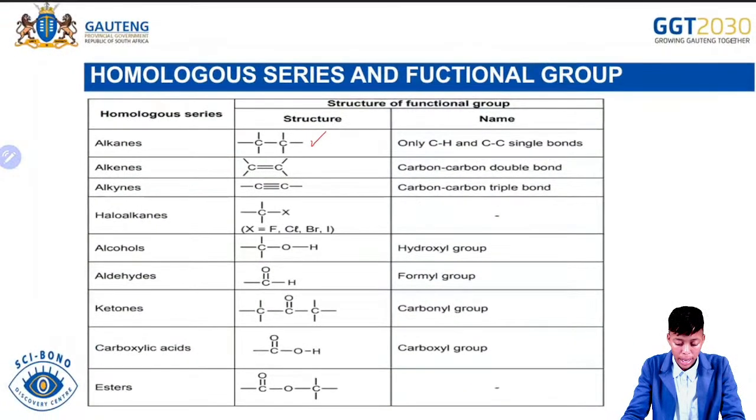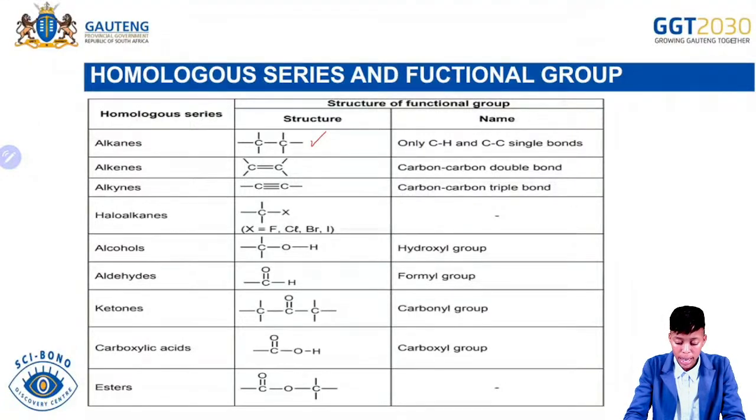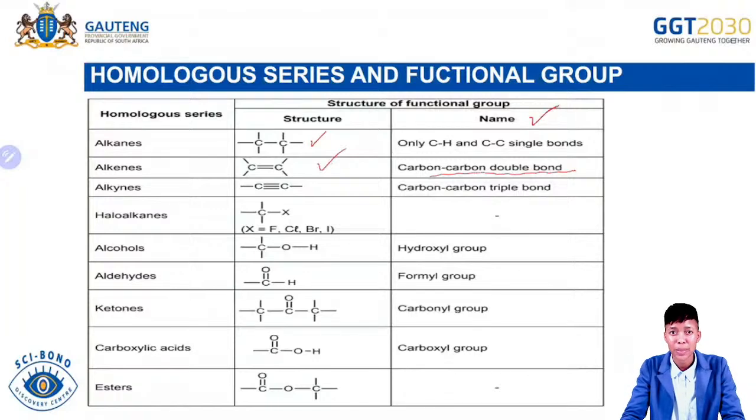Then we have the alkenes. What is the name of the functional group of the alkenes? The name of the functional group of the alkenes is therefore carbon-carbon what? Carbon-carbon double bonds. Why? Because they contain double bonds between the carbons there. Next we have the alkynes. Alkynes, as we can see here, they have what? They have triple bonds. And therefore, the name of the functional group will be a carbon-carbon triple bond.